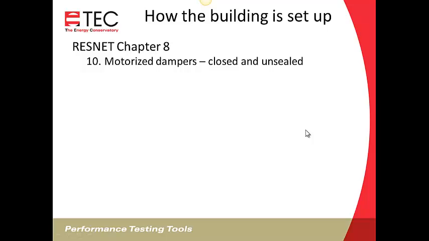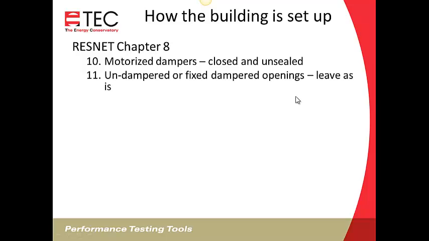Motorized dampers should be closed and unsealed, so you may have an intermittent ventilation system that includes a damper to the outside on the air handler, connected with the ductwork, and you want that motorized damper closed but not sealed. If it's not continuously running, if it's intermittent, you want it closed and unsealed.